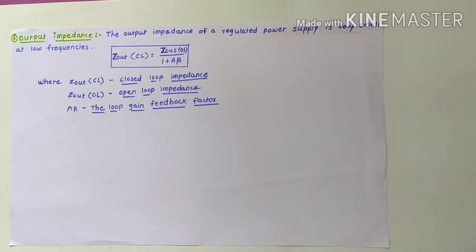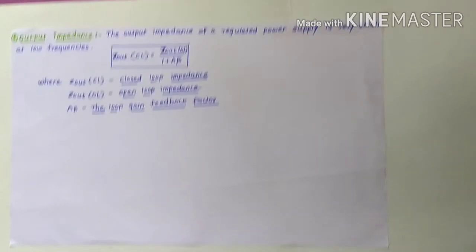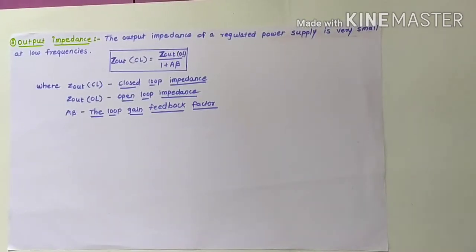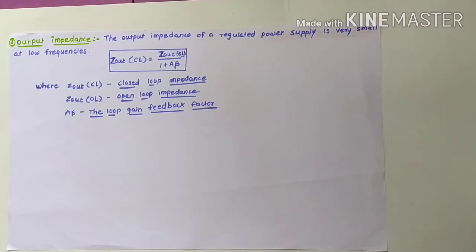Okay, since the power supply is a source, its output impedance is always minimum. It is the effective output impedance of a power supply using an emitter follower circuit in the output of the power supply. Okay students, and therefore the effective output resistance of a power supply. So this is most important.